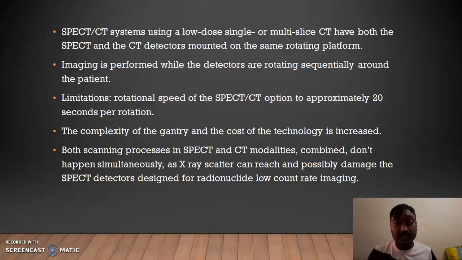What are the limitations that come with this ability of the modality to function sequentially? The rotational speed of the SPECT CT machine reduces to approximately 20 seconds per rotation. It becomes slower. Therefore, the complexity of the gantry and the cost of the technology increase when two different modalities are combined to become one.